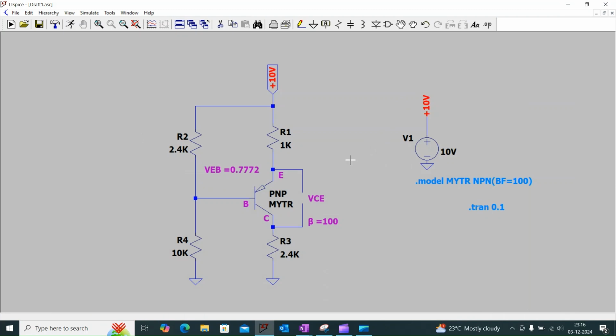Hi everyone. Now we are going to discuss the transistor with voltage divider biasing circuit. Here we are considering an NPN transistor. We are going to find the collector current IC and the collector to emitter voltage VCE.